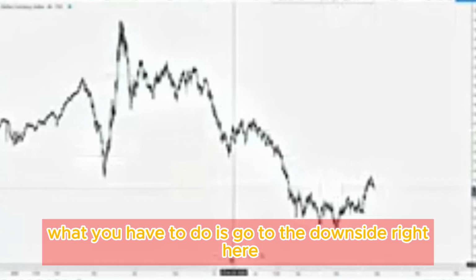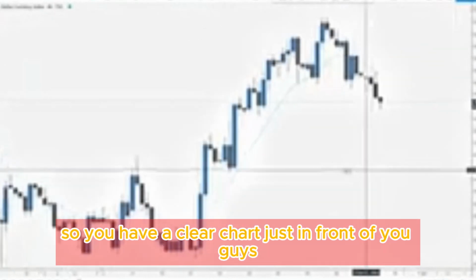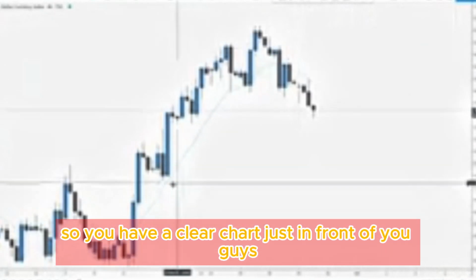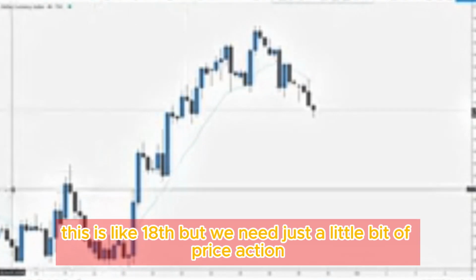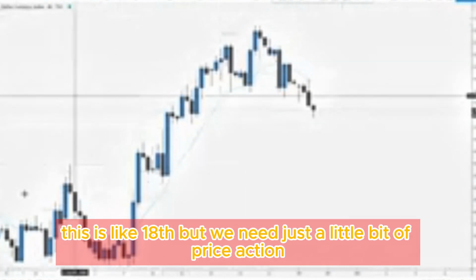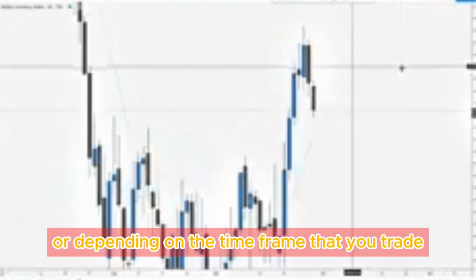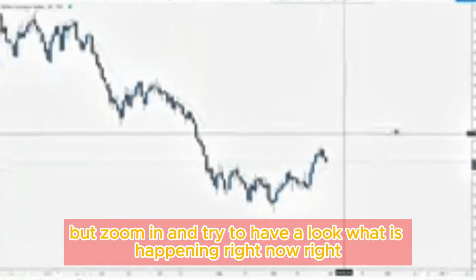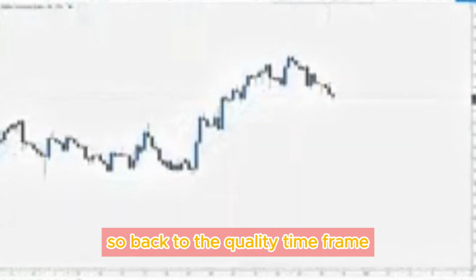What you have to do is go to the downside right here, hit the refresh, and hit a few pluses like this so you have a clear chart just in front of you. This is what you need. You can see this is 29th of September. This is like 18th, but we need just a little bit of price action on the full hourly time frame, or depending on the time frame that you trade, you can have a look at the daily as well. But don't use the daily like this; zoom in and try to have a look at what is happening right now, right? So back to the full hourly time frame.